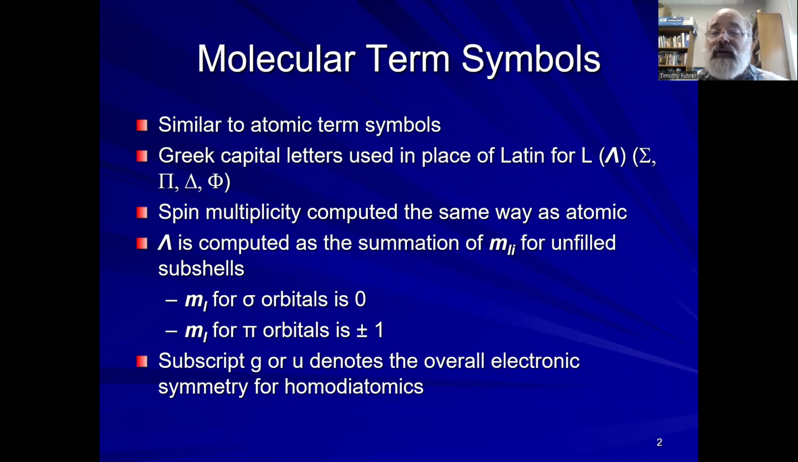The lambda instead of L is computed similarly to the way it was for atoms. Any sigma orbitals have m sub L 0 for all electrons. Any pi orbitals have m sub L plus or minus 1. And so we'll look at some examples on this in a moment. Subscript g or u denotes the overall electronic symmetry for homodiatomics. Those subscripts won't be meaningful for heterodiatomics.